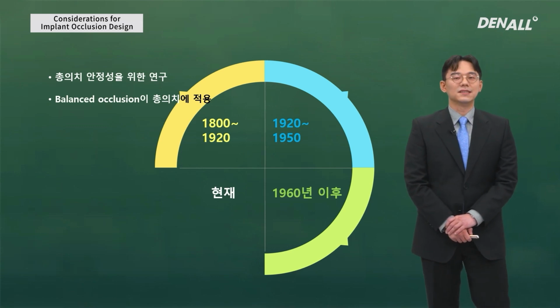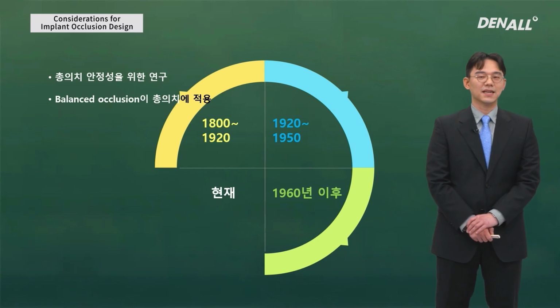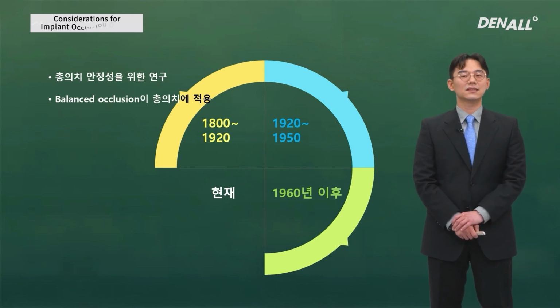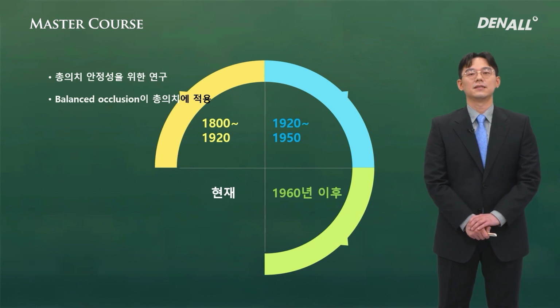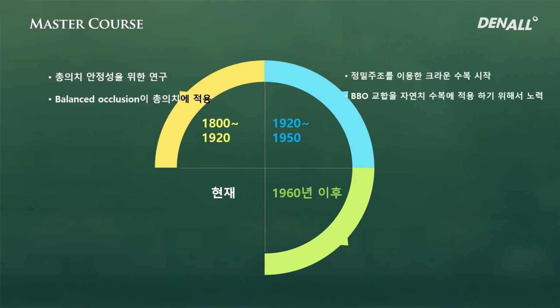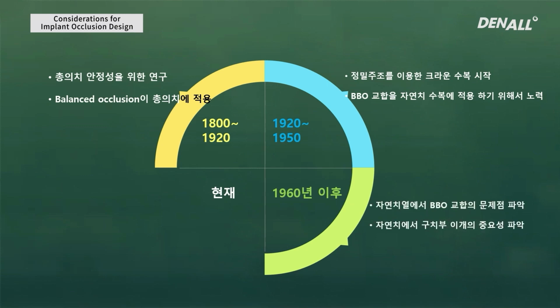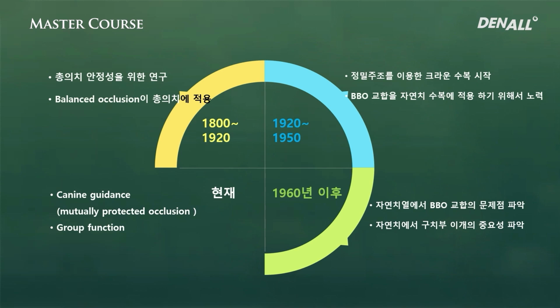At the beginning, they were focused on making dentures after extraction. So bilateral balanced occlusal theory came up to stabilize the dentures. Since 1920, natural dentition crowns began to be fabricated to apply bilateral balanced occlusion to natural dentition. But restoring natural dentition with bilateral balanced occlusion had some problems. So as a solution, anterior guidance and canine guidance appeared for occlusion. Today, as many implant restorations are used, more implant-oriented occlusions are added.